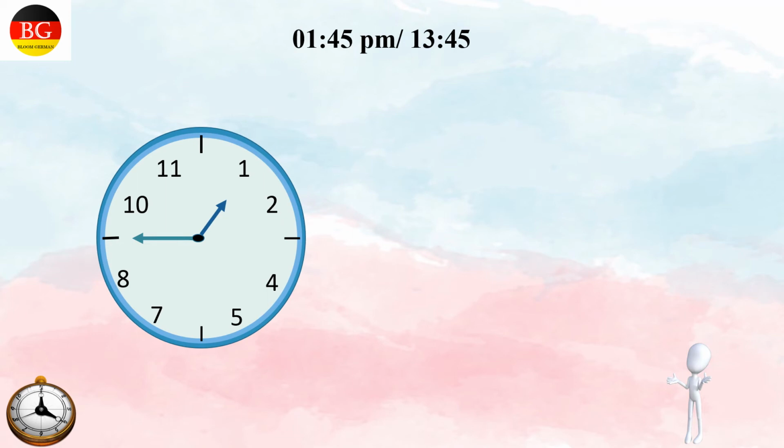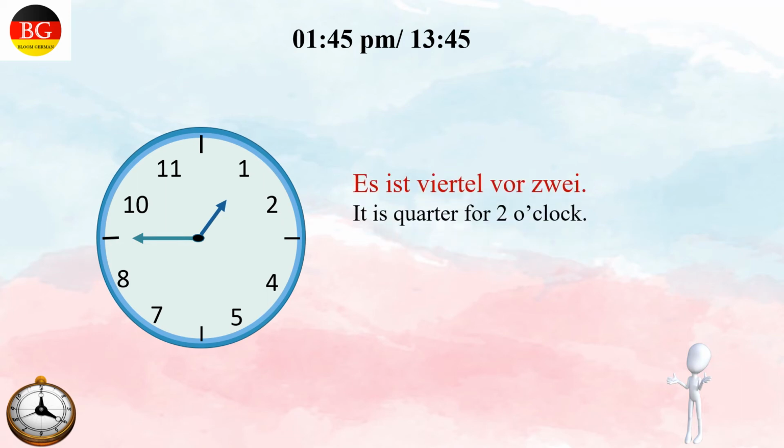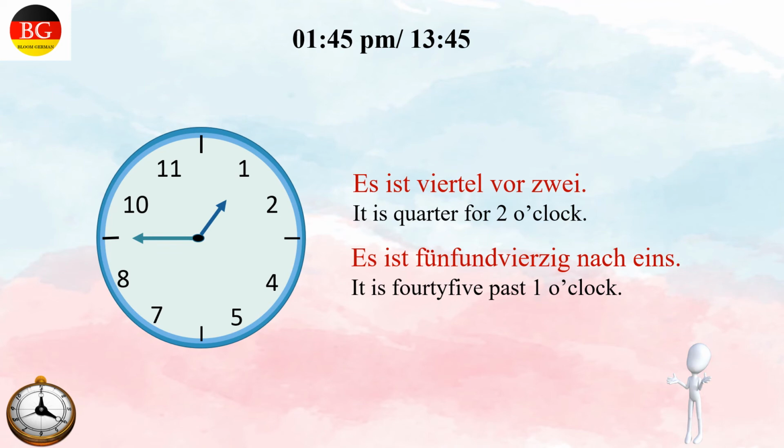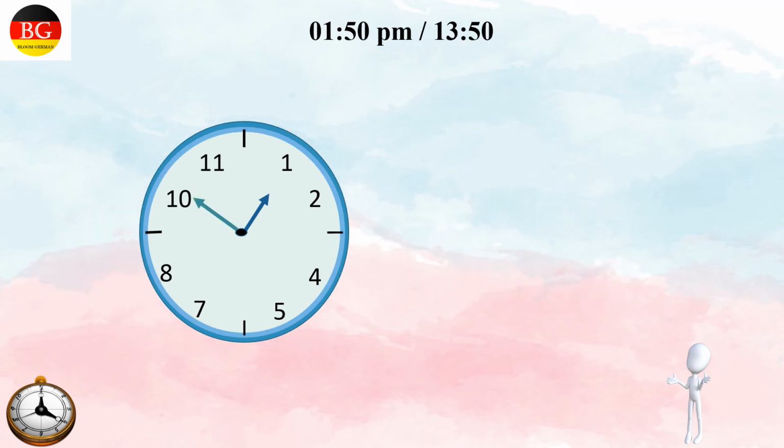Und wie spät ist es? Es ist Viertel vor 2. Viertel is the word used for the 15. So, es ist quarter for 2 o'clock. Oder es ist 45 nach 1. It is 45 past 1 o'clock.